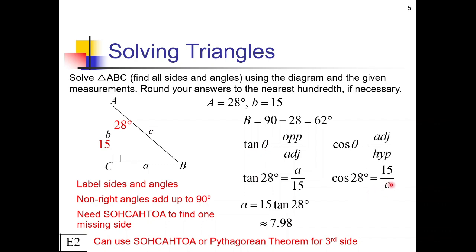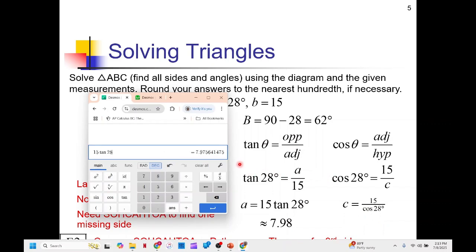And now to solve for C, I can just basically swap the C and the cosine of 28, kind of like the last example we saw. So I have 15 over cosine of 28. And if I plug that in, 15 divided by cosine of 28, that comes out to about 16.99.